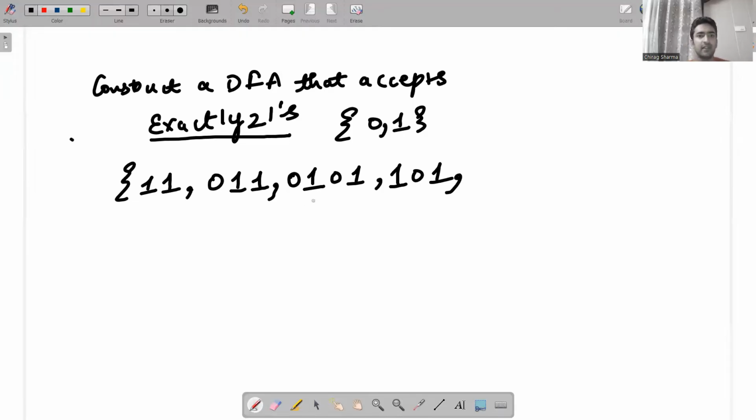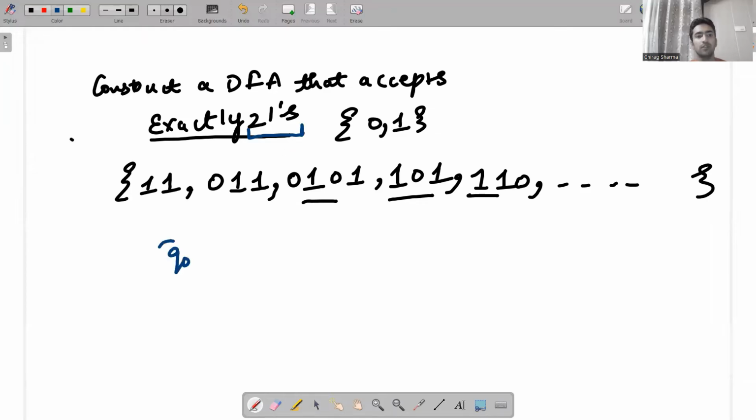So we have taken length 4, length 3, or I can take 110 as a particular string. So this is also length 3. There are many infinite answers that I can take. Now the important takeaway is how we are going to construct it. The first important step is to construct a generalized DFA. Generalized DFA means what is required? The requirement is exactly two ones.